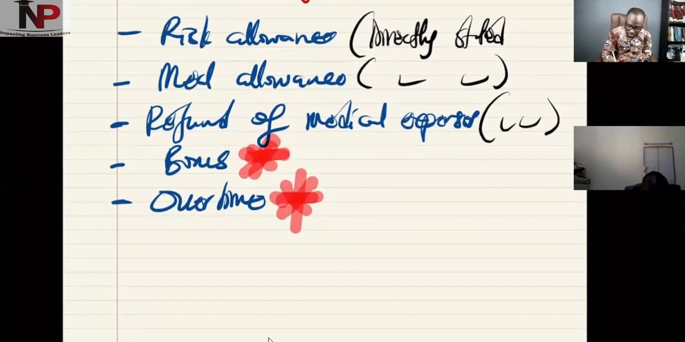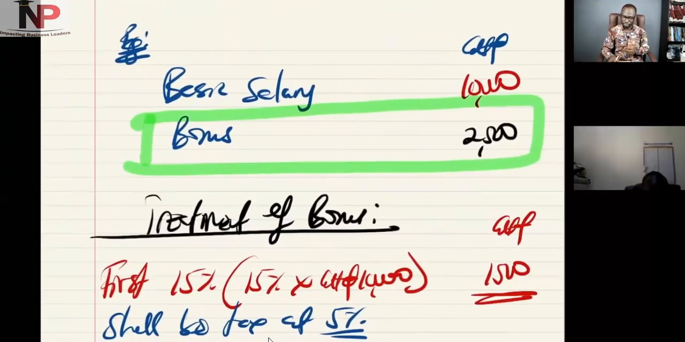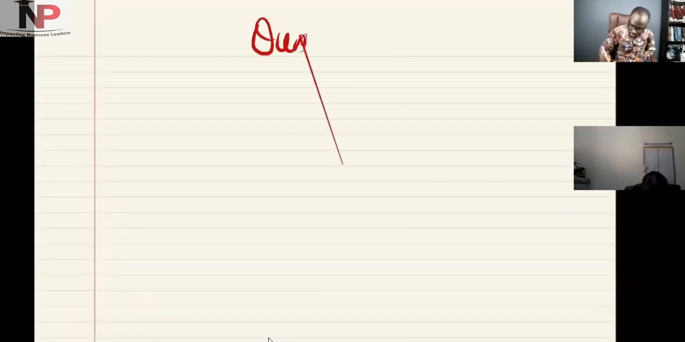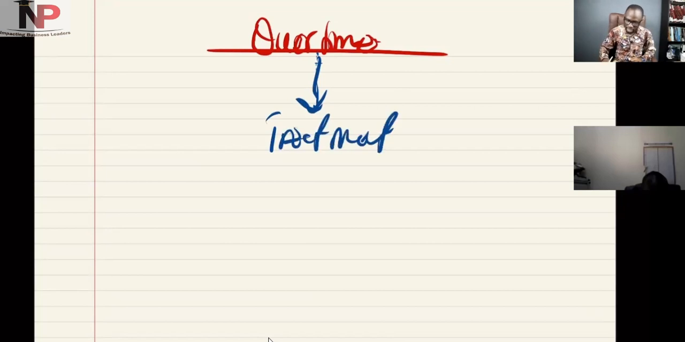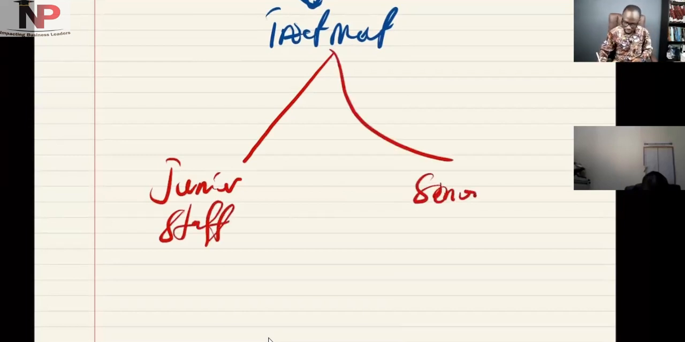Then overtime. How do we deal with overtime? So this was for the bonus situation, and let's go to overtime. Now, the treatment of overtime is dependent on whether the employee is a junior staff or a senior staff. Very, very critical. Please stay with me carefully here so you don't get it twisted.